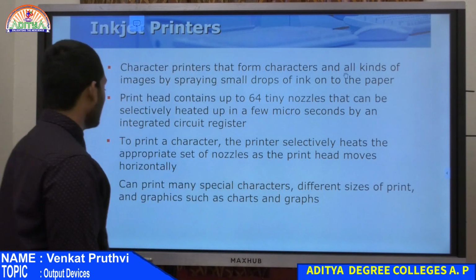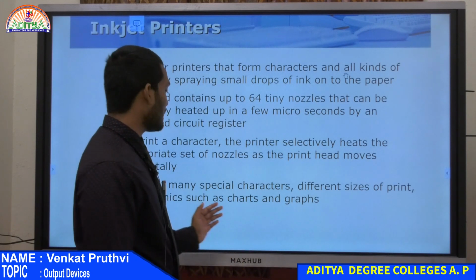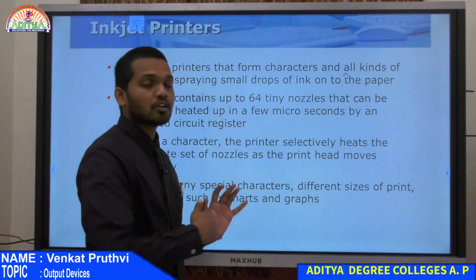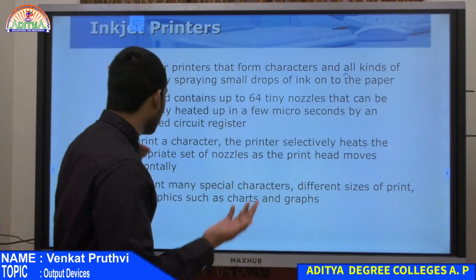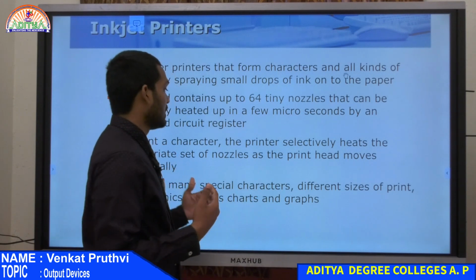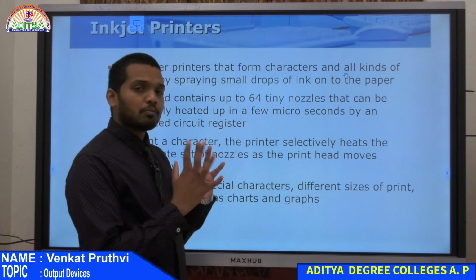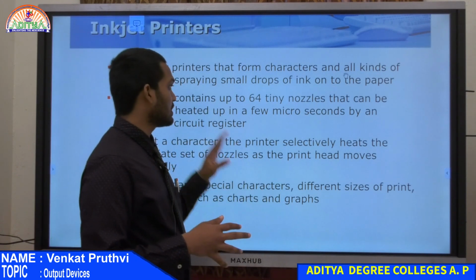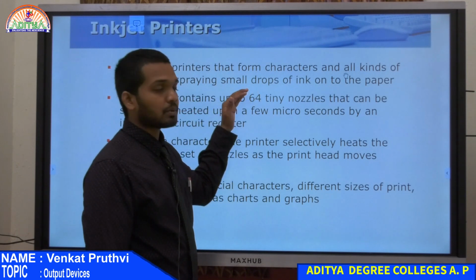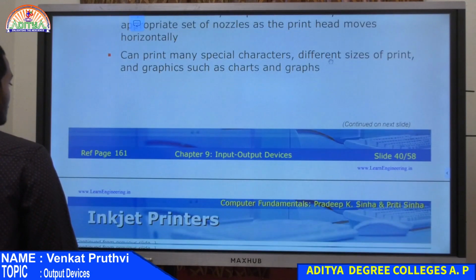And then we can print many special characters, different sizes of print, and graphics such as charts and graphs. This is also able to print, just like a dot matrix printer, any kind of chart in different sizes and graphs accordingly to the output. So your inkjet printers and dot matrix printers are both somewhat similar, but the technology that they are using is totally different, in which in the inkjet printers we have these 64 tiny nozzles which are helping us to print on the paper.